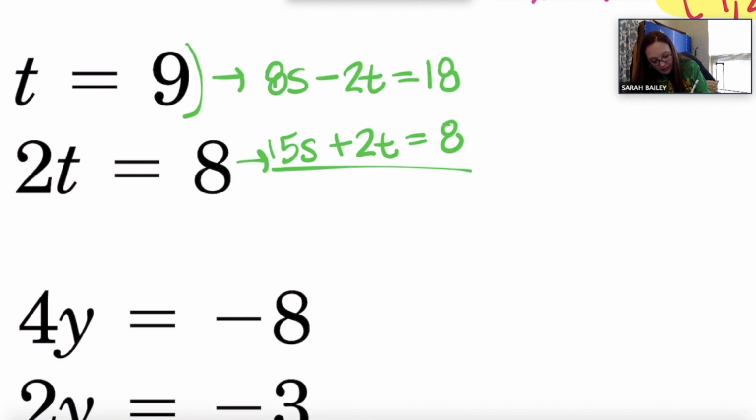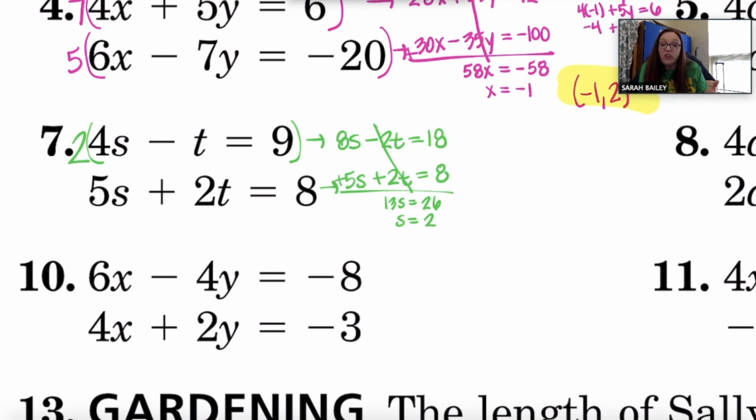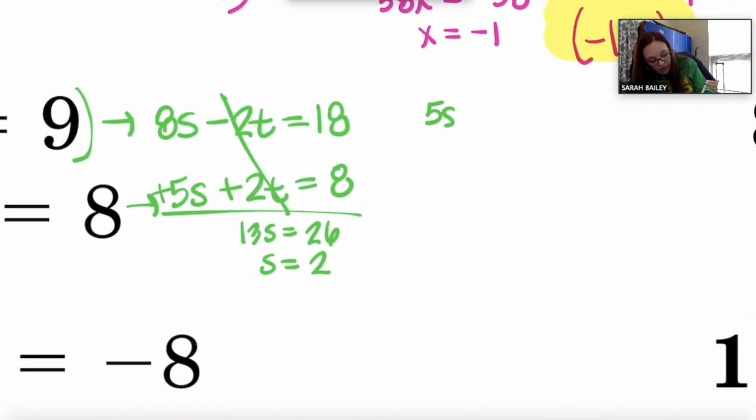All right, so let's add these two together. The t's definitely will cancel. 8s plus 5s is 13s. And then 18 plus 8 is 26. Divide both sides by 13. 26 divided by 13 is 2. So now we know s is 2. So I suggest either equation. Let's do 5s plus 2t equals 8. So 5s plus 2t equals 8.